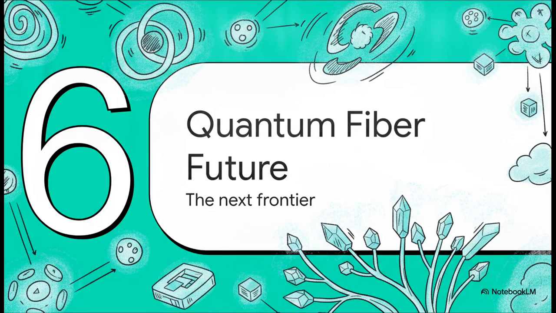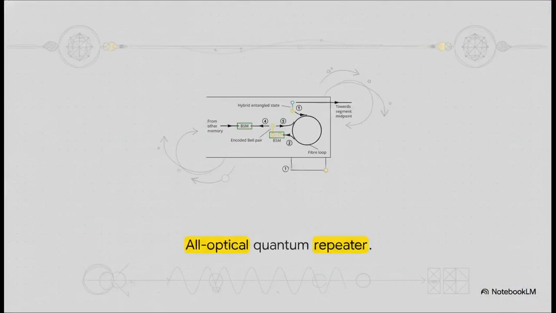And finally, Section 6, the quantum fiber future, the next frontier. We are officially entering the realm of the quantum repeater. To distribute complex, ultra-secure quantum keys over thousands of kilometers, researchers are designing all-optical memory stations. But instead of using traditional physical memory chips, they use circulating loops of fiber optic cable.